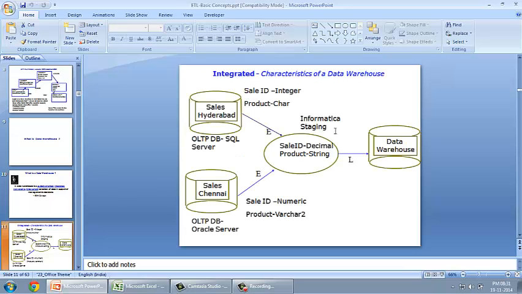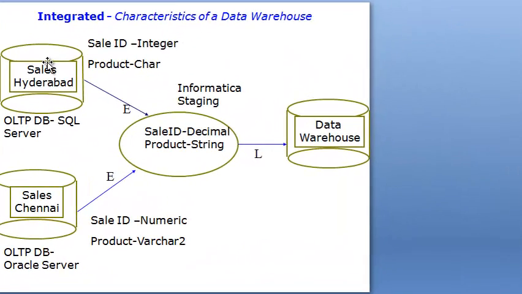So what is integrated? Characteristics of a data warehouse. We have a sales database in Hyderabad and one more sales database in Chennai, where the data is extracted using the Informatica tool and loaded into the Informatica staging area. Moving on, it will be loaded into the data warehouse. So we are integrating data from different databases using the Informatica tool.